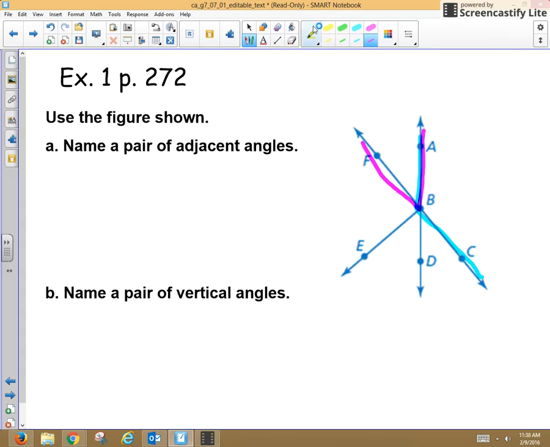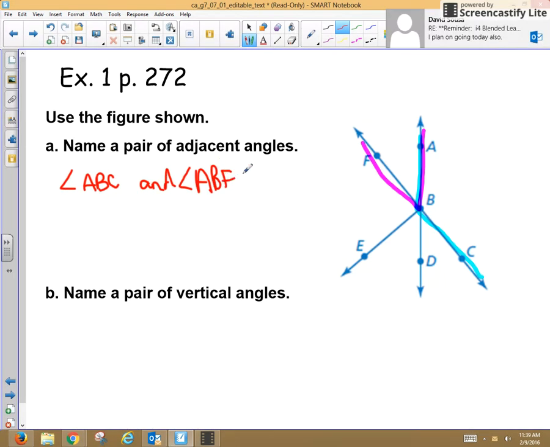So when I list my angles, I would say angle ABC and angle ABF are adjacent. So those two angles are adjacent. Those are just one example. There are many others. For example, CBD and DBE would be another example.